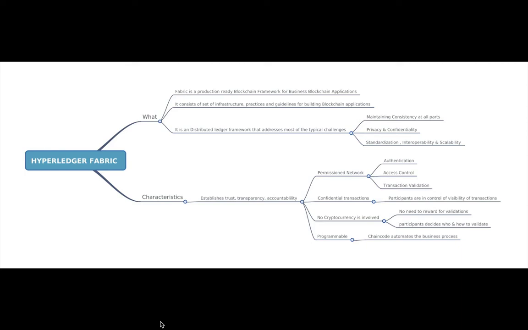So this is what Hyperledger Fabric is, and in the series of lectures we'll be talking more about the actors, architecture, and the transaction flow in Hyperledger Fabric.